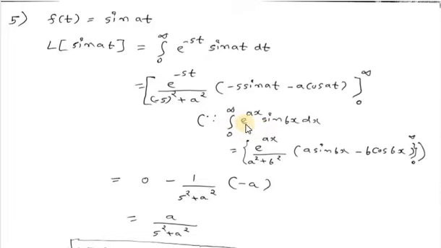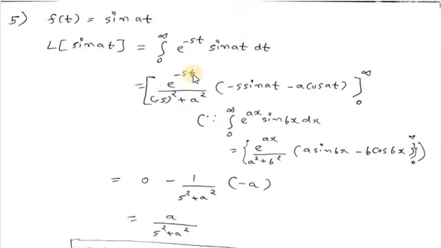Integration of 0 to infinity e raised to ax sin bx dx is e raised to ax over a square plus b square, then a sin bx minus b cos bx. So to integrate this function, in this formula we have to replace a by minus s and b by a.